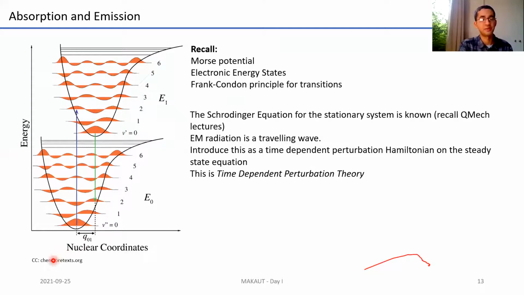I've taken this again, there's a Creative Commons license available from Chemistry LibreText. The same image is also there in Wikipedia. So this particular kind of potential, recall it from your physical chemistry course in undergrad or first semester postgrad. This is known as a Morse potential, right?